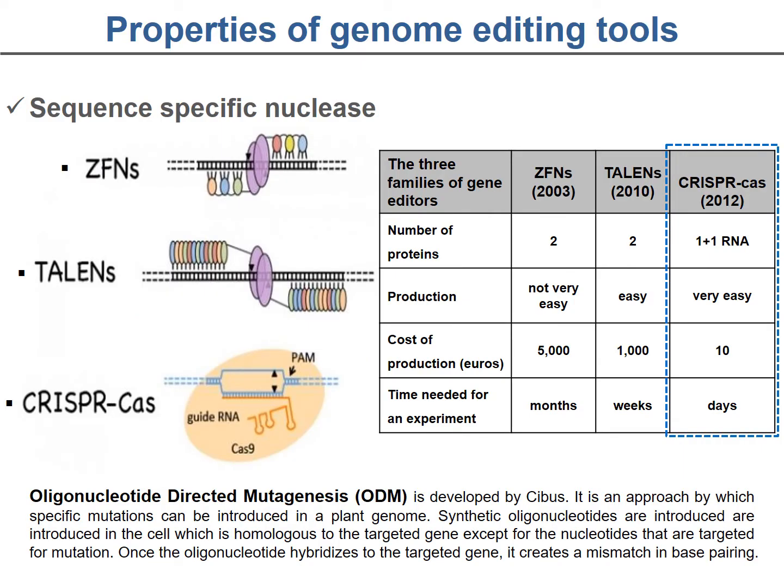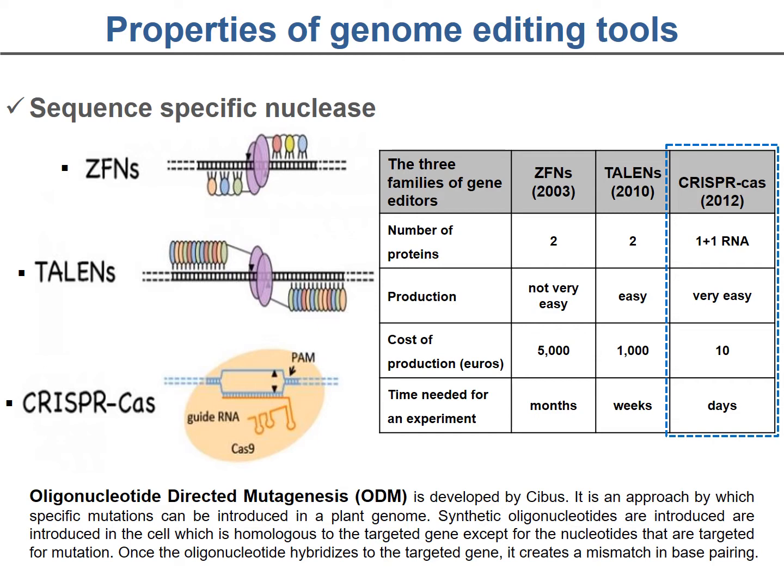Properties of genome editing tools: ZFNs, TALENs, CRISPR-Cas. ZFN is a zinc finger protein fused with a catalytic nuclease domain. It was the first engineered endonuclease used to edit genes. TALE effector is fused with the catalytic nuclease domain, easier to engineer than ZFNs.